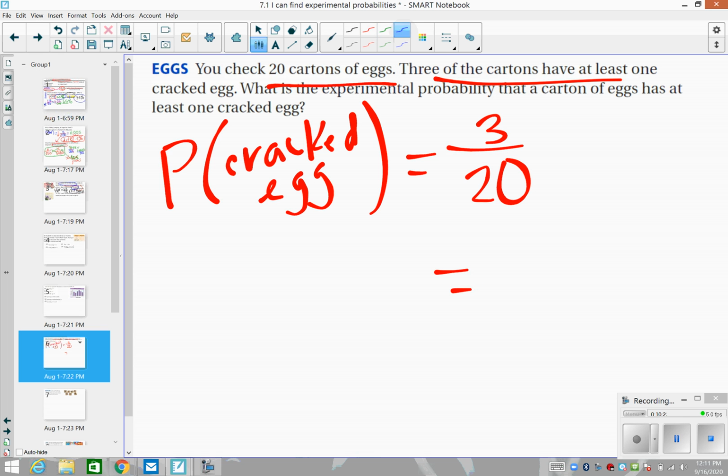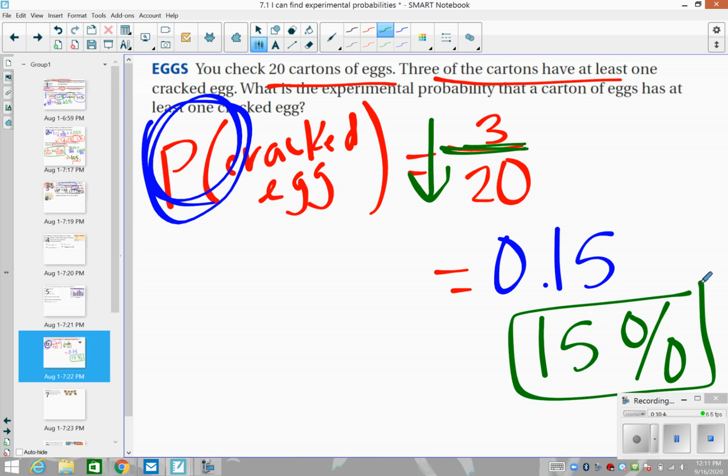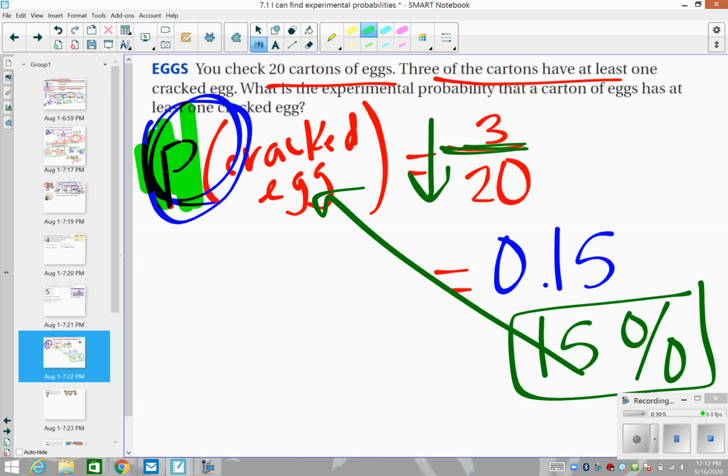What percent? Probability and percent mean the same thing. So 3 divided by 20 is equal to 0.15. Converting that to a percentage, because I just divided down here, I get 15% of the cartons have at least one cracked egg. Notice the word probability is exactly the same as percent. They mean the same thing, just different forms.